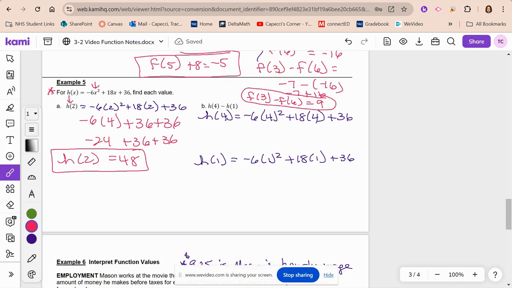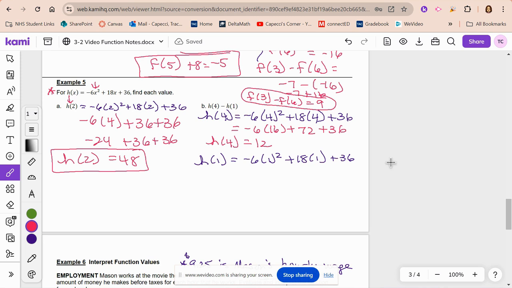Okay, and letter B, we have h of 4 minus h of 1, kind of like we did above. So substitute it in. I get -6 times 4 squared is 16, plus 18 times 4 gives me 72, plus 36. I can do that all on my calculator. So h of 4, once I do all those values, h of 4 is equal to 12.